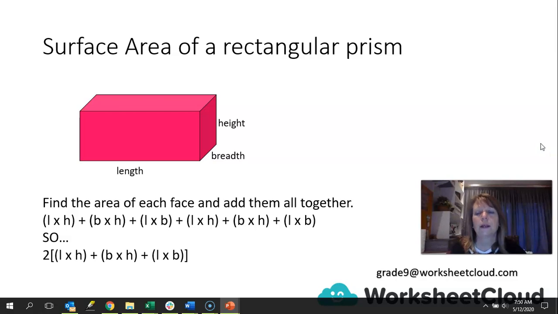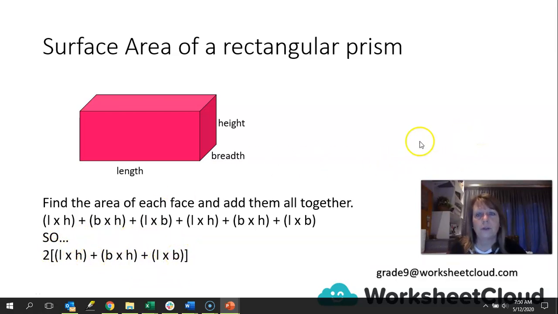2 times [length times height plus breadth times height plus length times breadth]. Can you see I've put in the square brackets just because there are other brackets here, and we don't want the 2 to just apply to our first formula. The 2 has to apply to everything that is within the bracket.